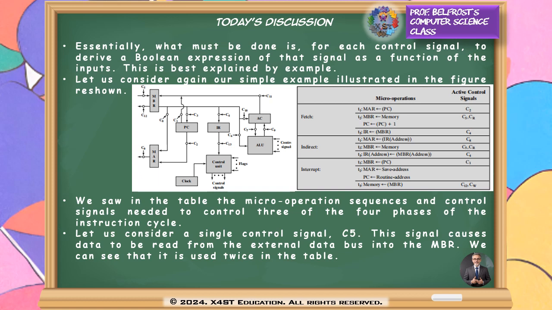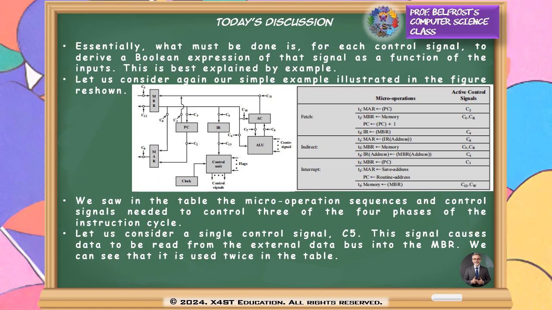So let's consider again a simple example that has been illustrated before with its table too. So here's the unit. Maybe if you have captured the figure below before, it's not necessary for you to retake it again. We saw in the table the microoperation sequences and control signals needed to control three of the four phases of the instruction cycle.